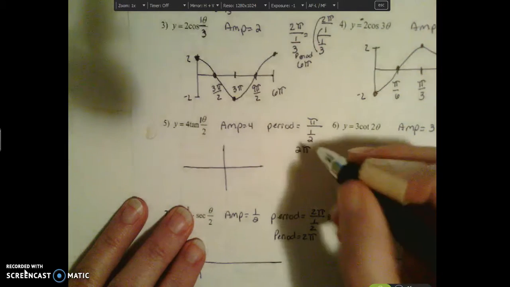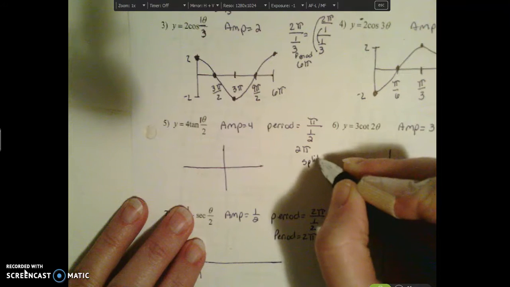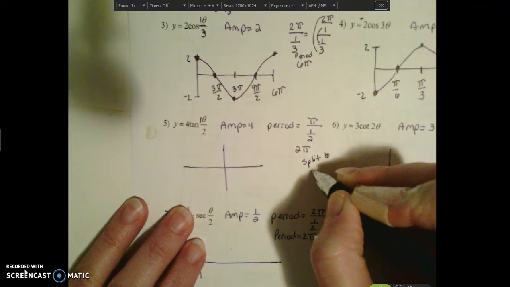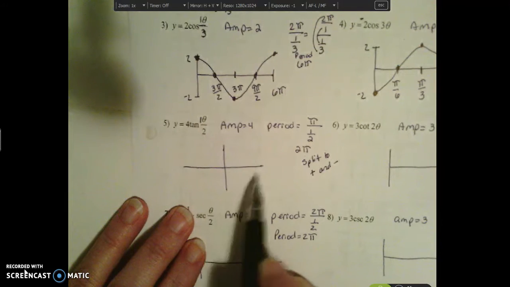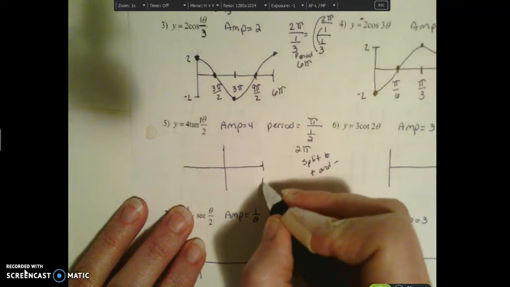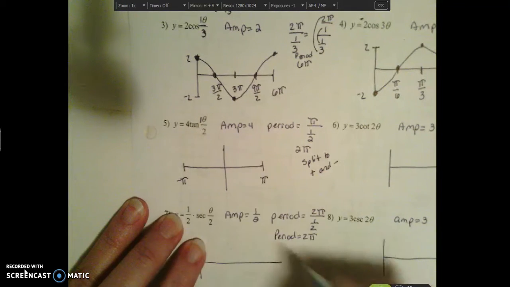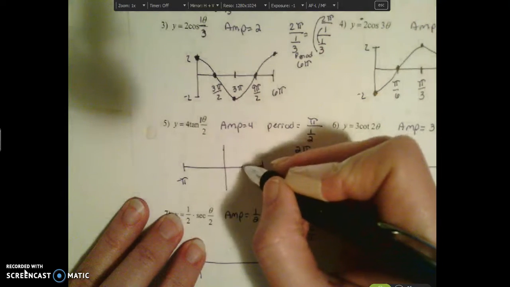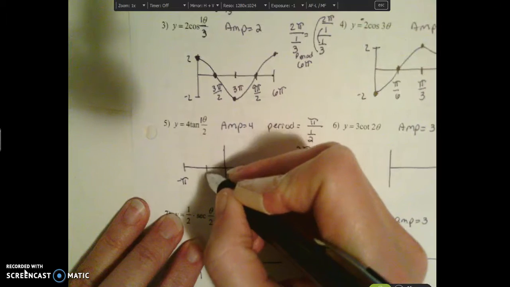So I have to take that 2 pi and split it to the positive side and the negative side. So that means I'm going to have pi over here and pi over here. So my highest value over here is pi, and my lowest value over here is -pi. Now, in the middle will be pi over 2 and -pi over 2.